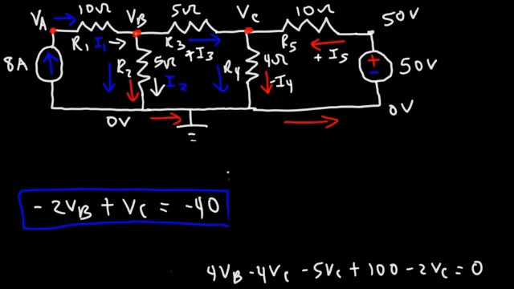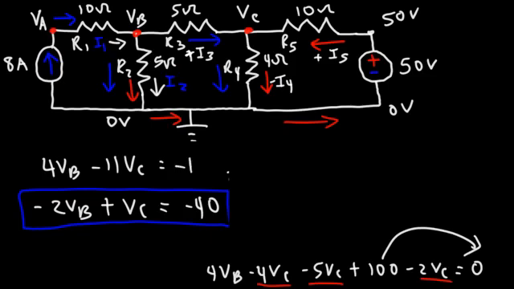Now let's combine like terms. So we can combine these three. So we're going to have 4 VB, negative 4 minus 5 minus 2, that's negative 11. And then the 100, I'm going to move it to this side, where it's going to be negative 100.